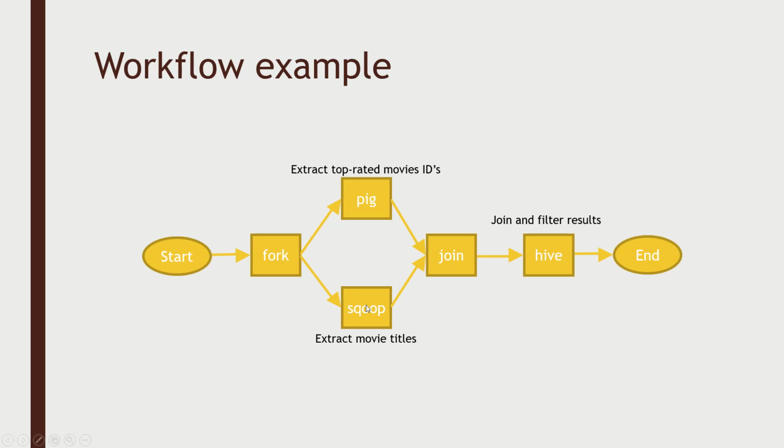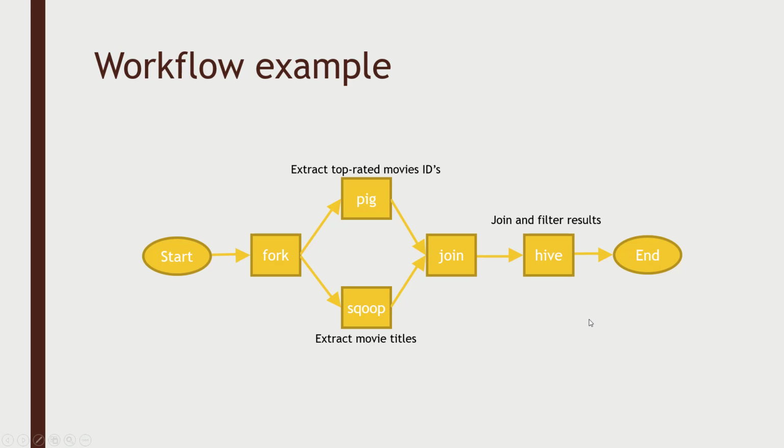And then these both say that they will go to this join node, and all this join node does is wait for both of its dependencies to finish, and when they're both done, we can move on to wherever it says to go next. And in this example, maybe it's a Hive action that actually creates Hive tables based on both the output of Pig and Sqoop together and joins them together and filters them out to create your final results. And at that point, we can say that we're done and go to the end of this workflow.